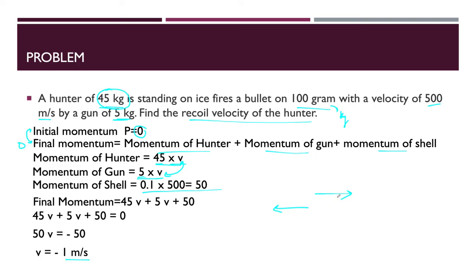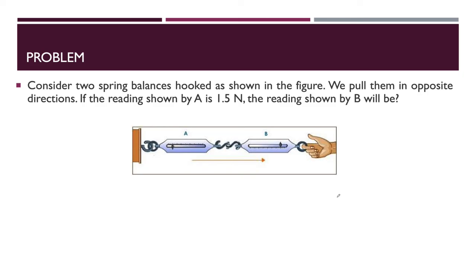Now the third one. Consider the two spring balances hooked together as shown in the figure. Here you can see when you pull, it shows the reading of A, and here it gives the reading of B. The reading of A is 1.5 Newton, and the force exerted by B is what you have to find out. So what will be the reading of B?